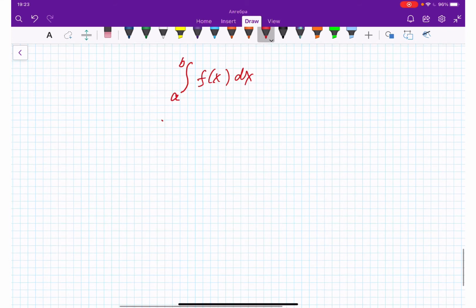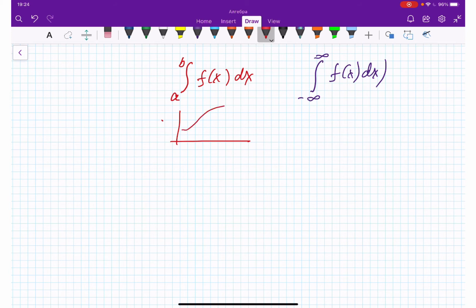So this is a definite integral, while the indefinite integral we can write down as negative infinity to positive infinity, f of x dx. We just don't put negative infinity, positive infinity. Okay? This is indefinite integral. So what's the difference between them? In the case of a definite integral, we limit the area of integration.